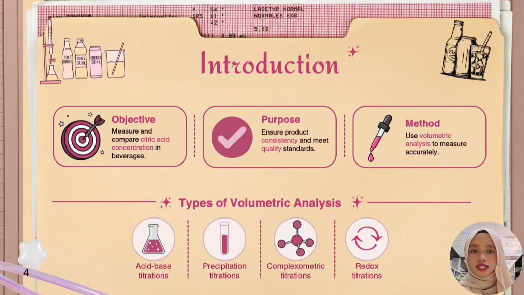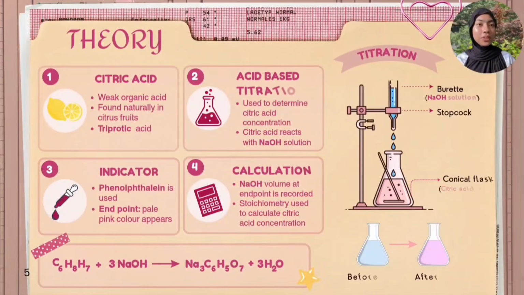During the titration process, the citric acid in each beverage sample reacts with a standard base solution, allowing its concentration to be calculated. By using this technique, we can accurately measure and compare the citric acid content in soft drink, juice drink and energy drink. Because of this accuracy and reliability, this method is widely used in the food and beverage industry for quality control and product evaluations. Before we move to the experiment, let me briefly explain the theory.